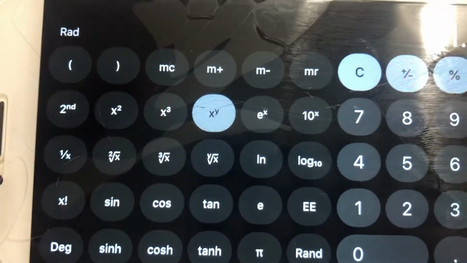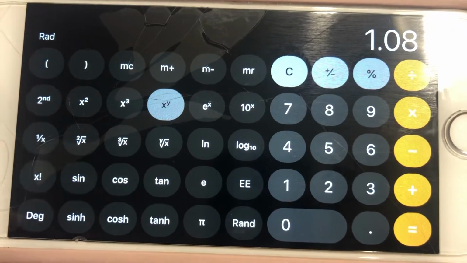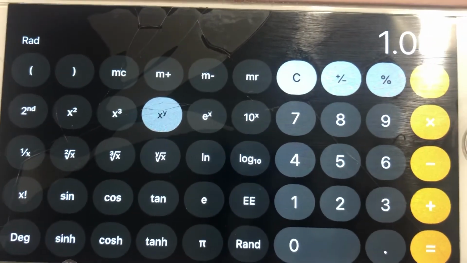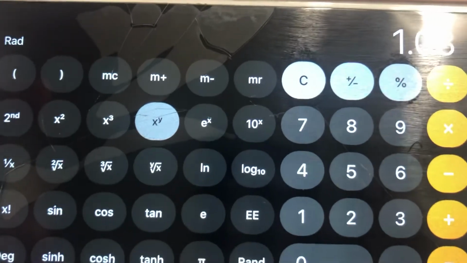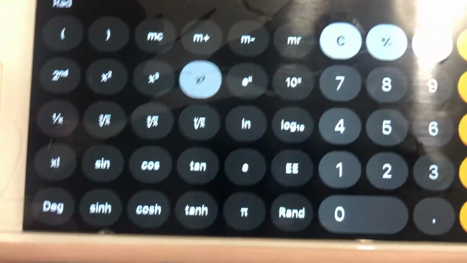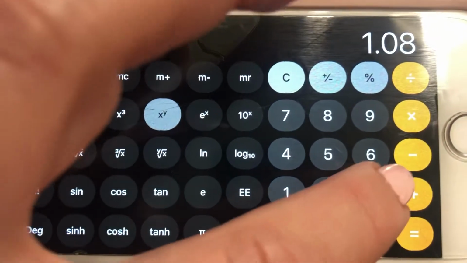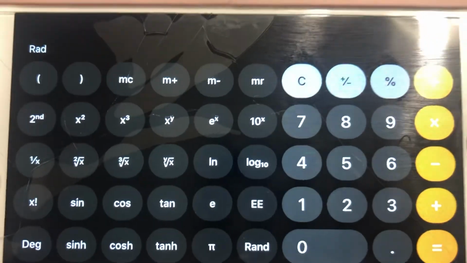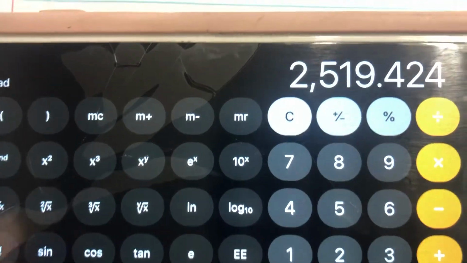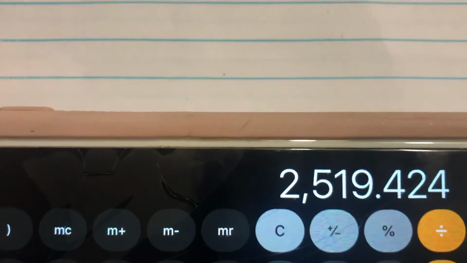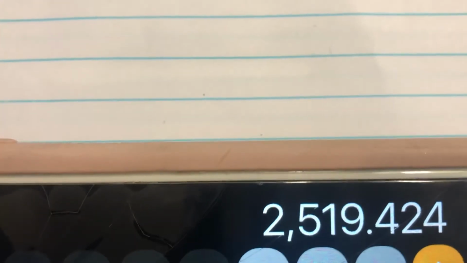but it's highlighted here, and that tells you that you're now entering the exponent. So whatever your exponent is going to be, you now enter it in the calculator. Our exponent is 3, so I push 3, and that shows up right there. And then I hit enter, and I get $2,519.424, and I round to the nearest hundredth, since this is dealing with money.